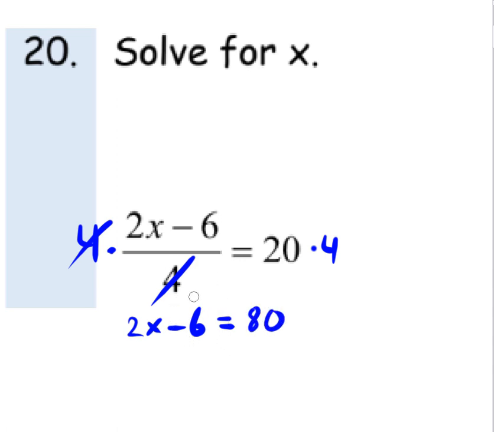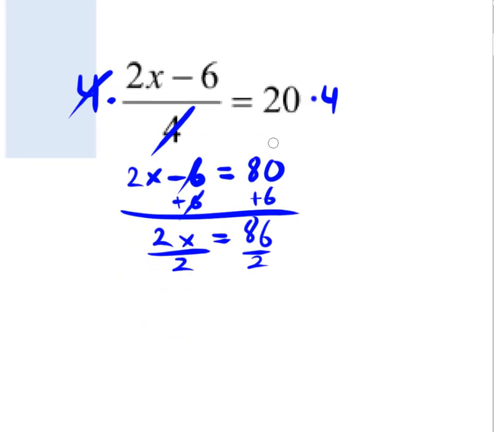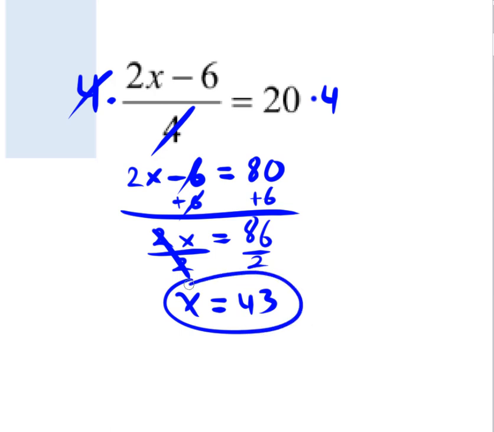So now to solve for x, I have a regular two-step equation now, right? I start off by adding 6, because this is the constant that's on the same side as my variable term. I want to get rid of it, so I do the inverse operation of subtraction, which is addition. These two will cancel out, and I get 2x is equal to 86. Now I have to divide by 2 and divide by 2. When I do that, these cancel out again, and I get x is equal to 43. And that's my final answer.